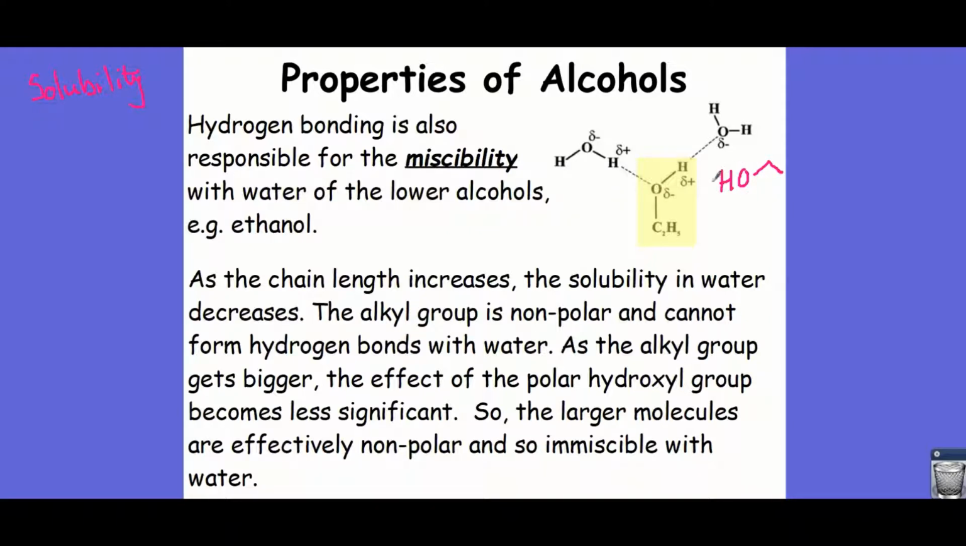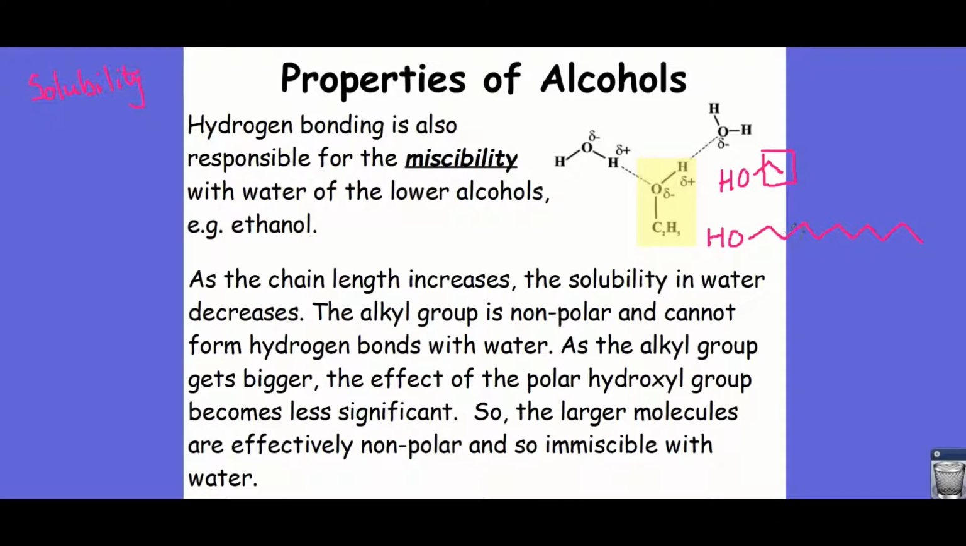It's got this really polar end of the molecule here, which will form hydrogen bonds between the water molecules and the alcohol molecule, and that will allow them to mix quite well. It has a really short chain. There's only 2 carbon atoms in there, so the molecule overall is pretty polar, which means it will dissolve in water quite well. But if we think about a larger alcohol, so let's take this one here.